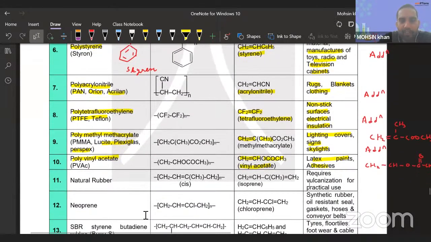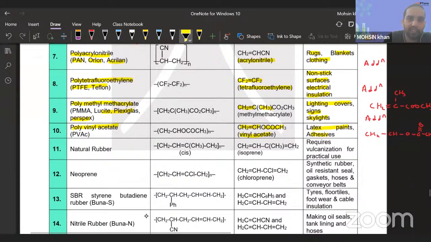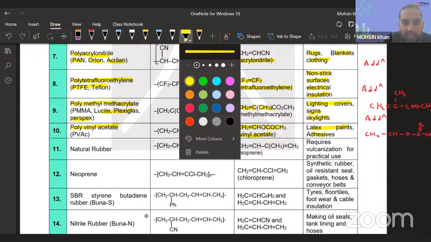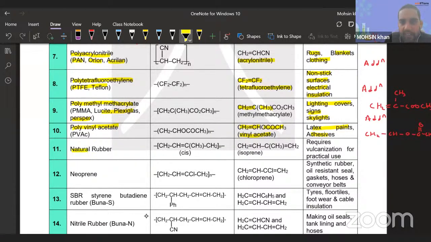Now, the important one, natural rubber. We will discuss the structure of natural rubber. Natural rubber is made from a monomeric unit known as isoprene. Isoprene is the monomeric unit in natural rubber, and it is in the cis form. It requires vulcanization for practical use. We will discuss what vulcanization is, and natural rubber, separately later on.